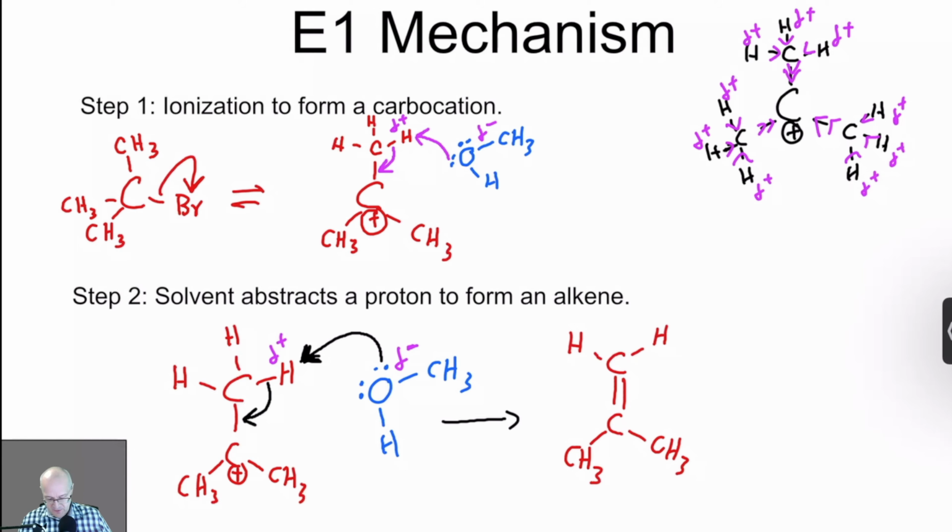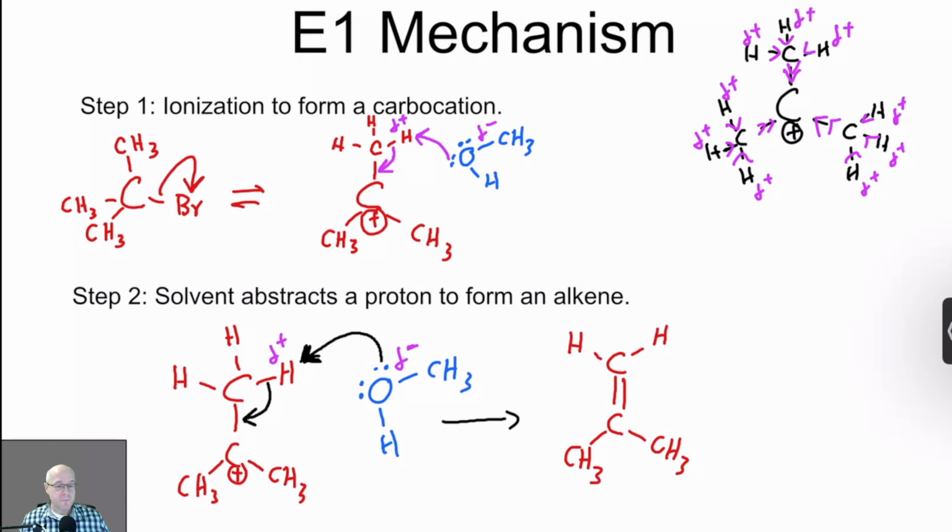So up to here, it's the same as an SN1 reaction. SN1 would have attacked here. E1 attacks the protons. And that's the difference. That's the only difference. Only difference is what happens. Does the oxygen of the solvent behave as a nucleophile and attack the carbon? Or does it behave as a base and attack the hydrogen? It will do both. Given the opportunity, it will do both.